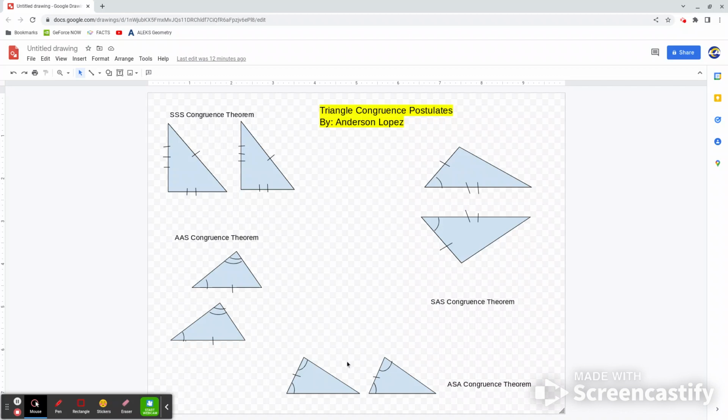The third theorem that I'll be talking about is the ASA congruence theorem. ASA stands for angle, side, angle and can be used when any two angles and the side included between the angles of one triangle are equivalent to the corresponding two angles and the side included between the angles of another triangle, like shown below.